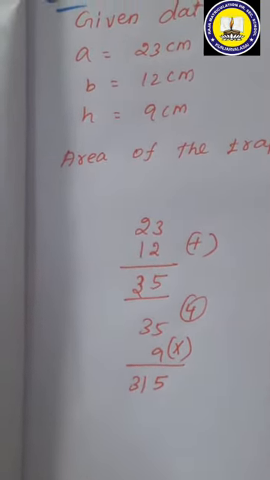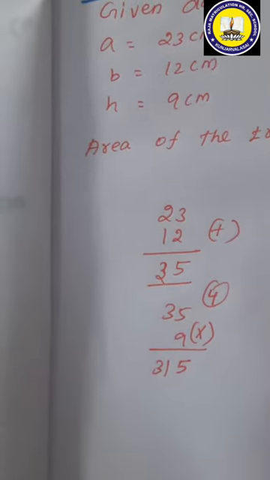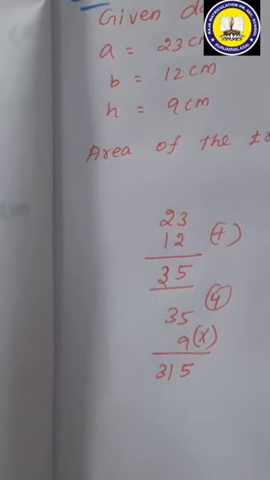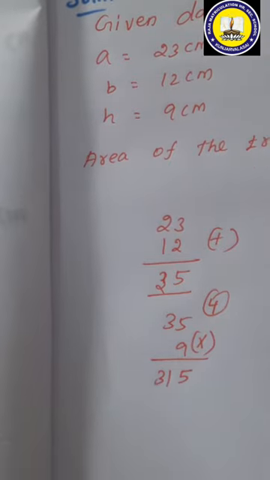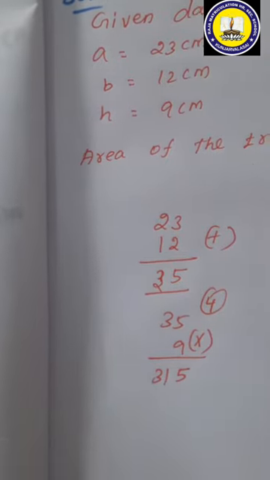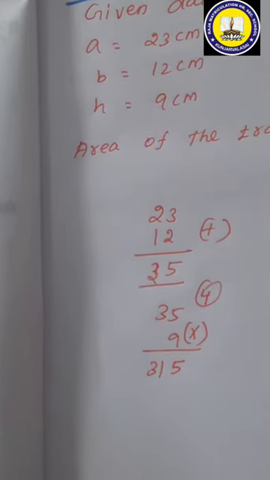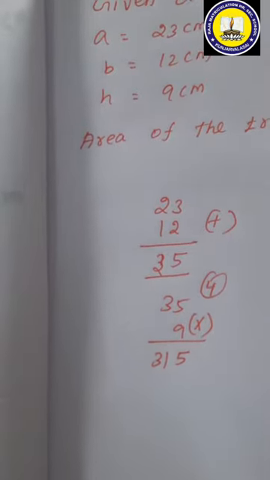Next, 2 and 315 cancel it. Listen, now we take the 2 table. 2 1s are 2, 2 1s are 2, remaining 1, 11. 5 2s are 10, remaining 1, 15. 7 2s are 14, remaining 1, and we write the point and take this 0. So 5 2s are 10. So we get the answer 157.5.